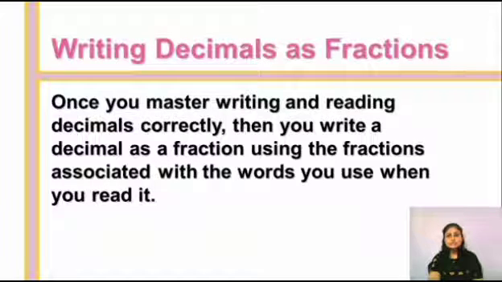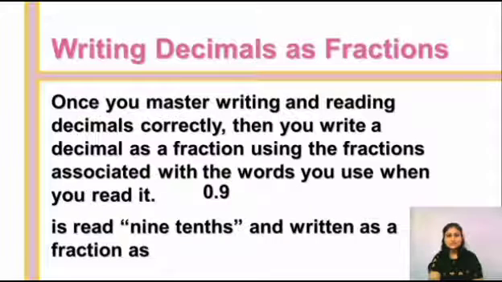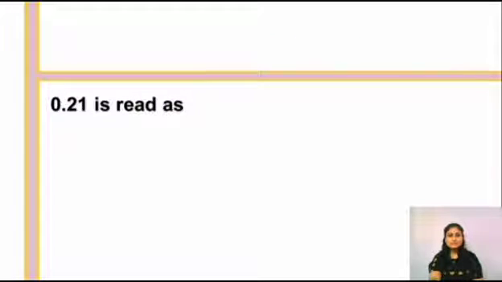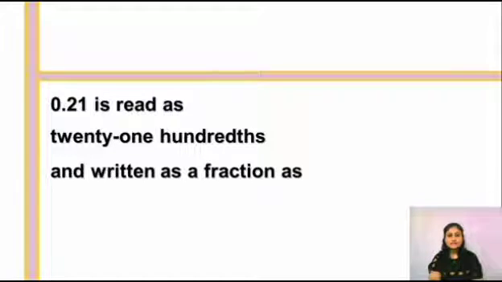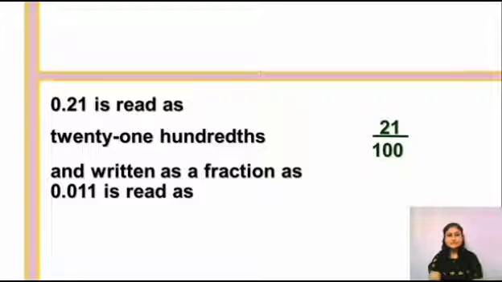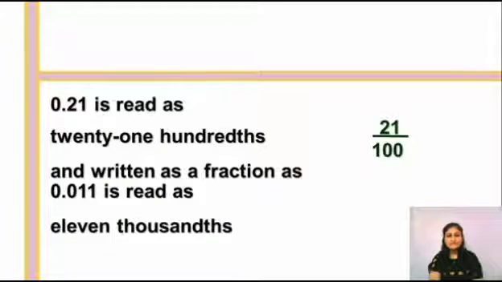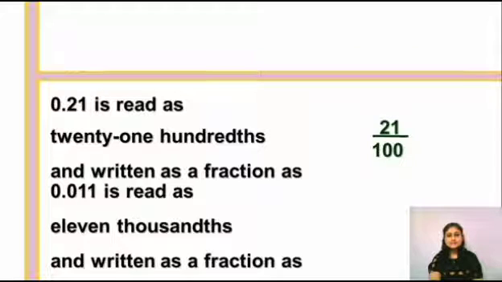Writing decimals as fractions. Once you master writing and reading decimals correctly, you can write a decimal as a fraction using the fractions associated with the words you use when reading. 0.9 is read 9 tenths and written as a fraction as 9/10. For example, 0.21 is read as 21 hundredths and written as a fraction as 21/100. 0.011 is read as 11 thousandths and written as a fraction as 11/1000.